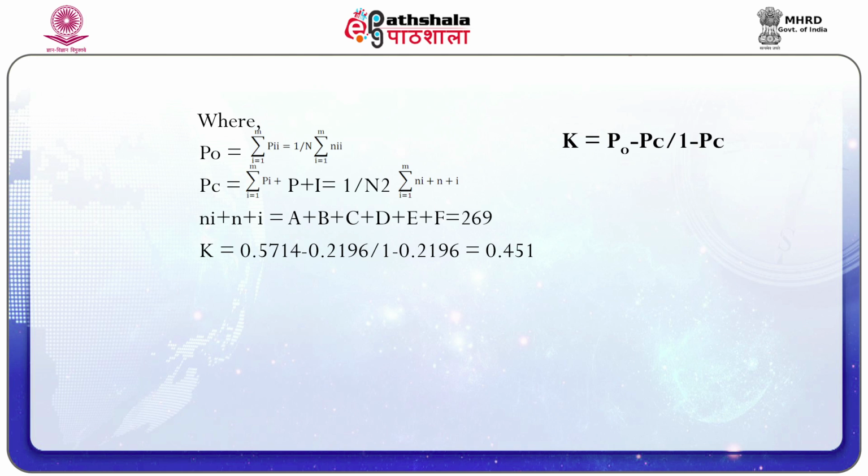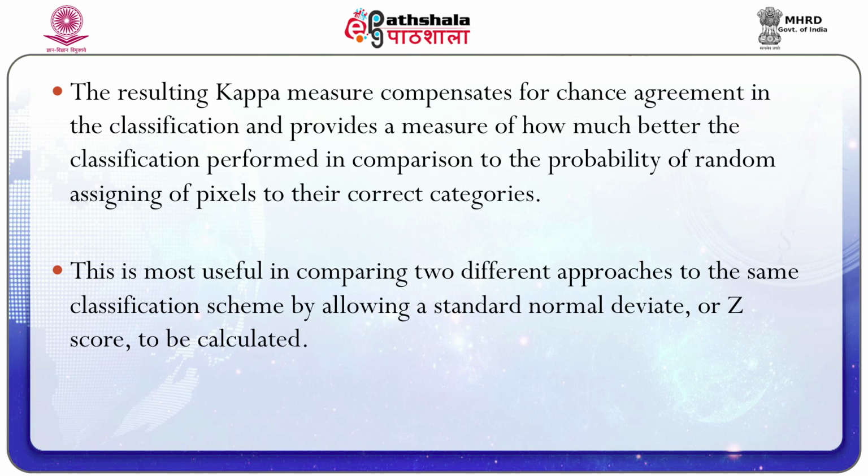The Kappa coefficient is a discrete multivariate measure that differs from the usual measures of overall accuracy assessment in basically two ways. First, the calculation takes into account all of the elements of the error matrix, not just the diagonal of the matrix. This has the effect of taking into account chance agreement in a classification. Thus, the resulting Kappa coefficient compensates for chance agreement in the classification and provides a measure of how much better the classification performed in comparison to a random assignment of pixels to their correct categories.